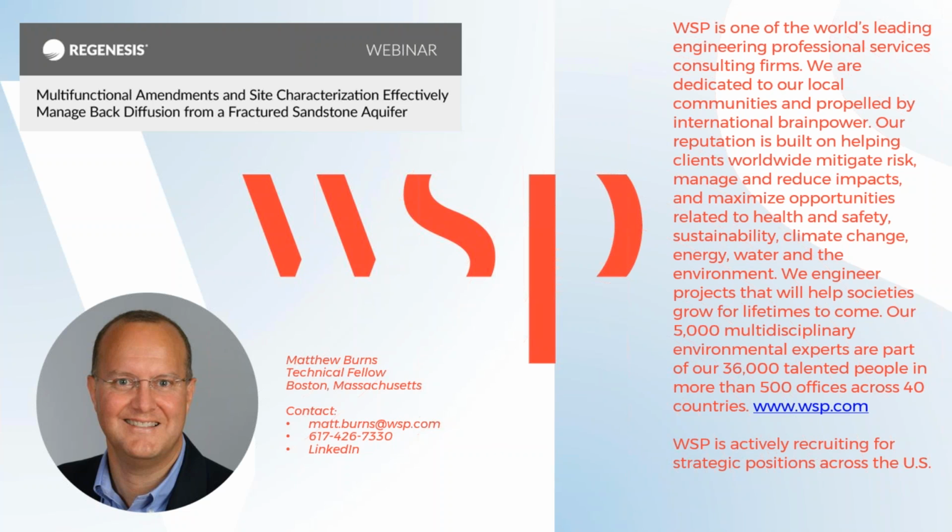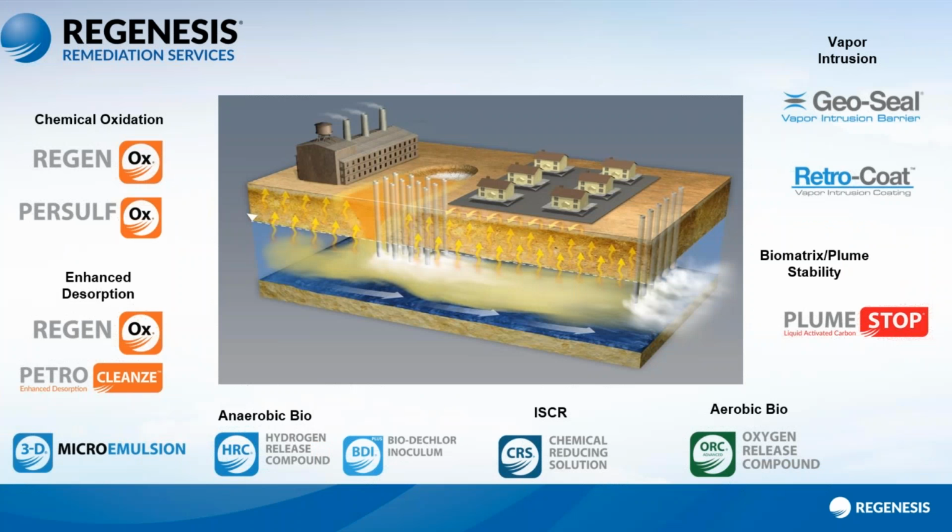But before I turn it over to Matt, I want to just briefly describe the reagents that were used in this pilot program. As part of the presentation today, there are really two pilot tests that were performed. For the initial pilot test, it was a biogeochemical pilot, and the reagents used for this particular test were 3D microemulsion, bioaugmentation culture BDI, and chemical reducing agent CRS.